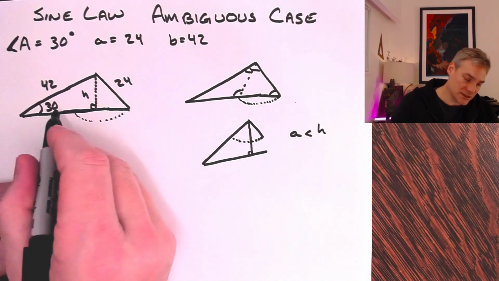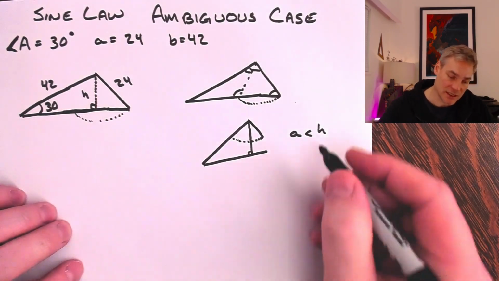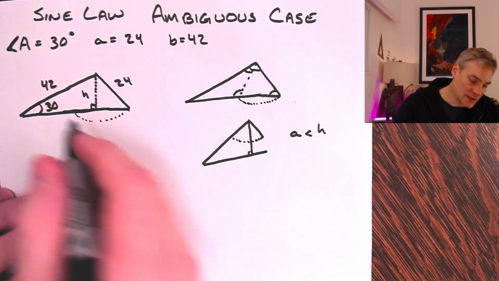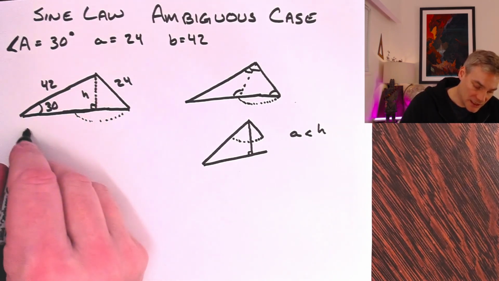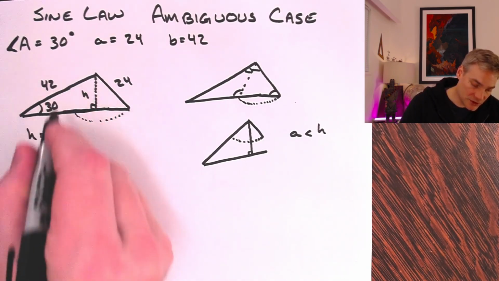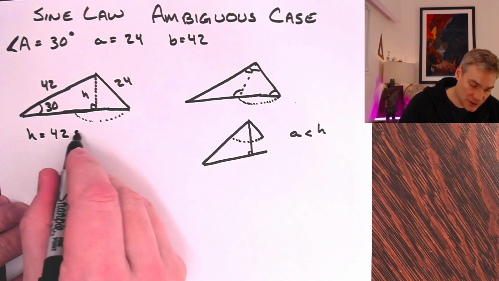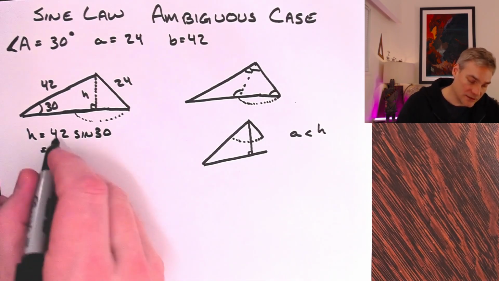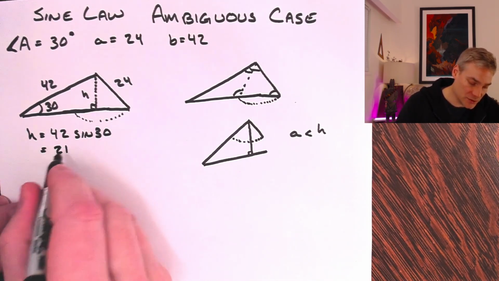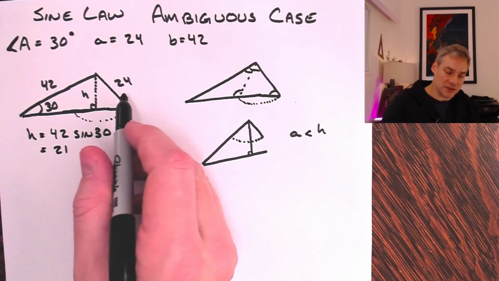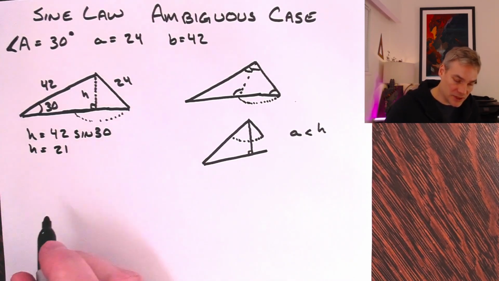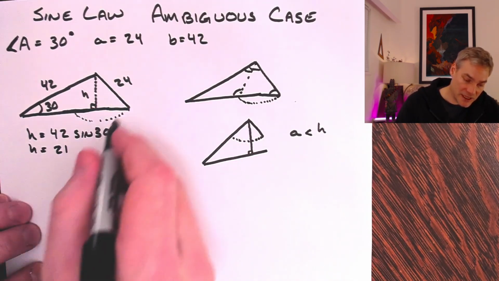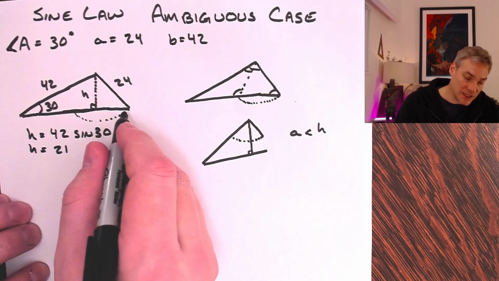Okay, and what is h? Well, h in our problem is just SOHCAHTOA, and that's 42 times the sine of 30. And the sine of 30 is 1/2, so 42 times 1/2 is just 21. Okay, cool. So now my h is 21, and my a value is bigger than it. So I know I have at least one triangle, but do I have two?